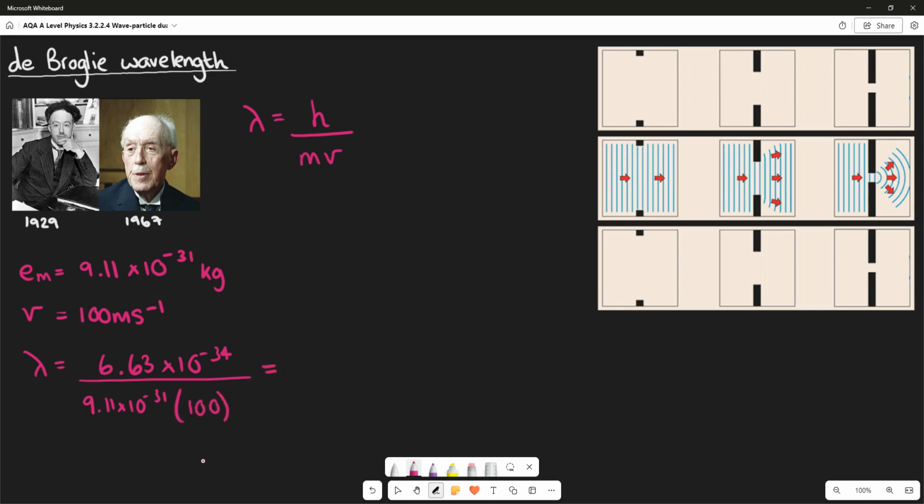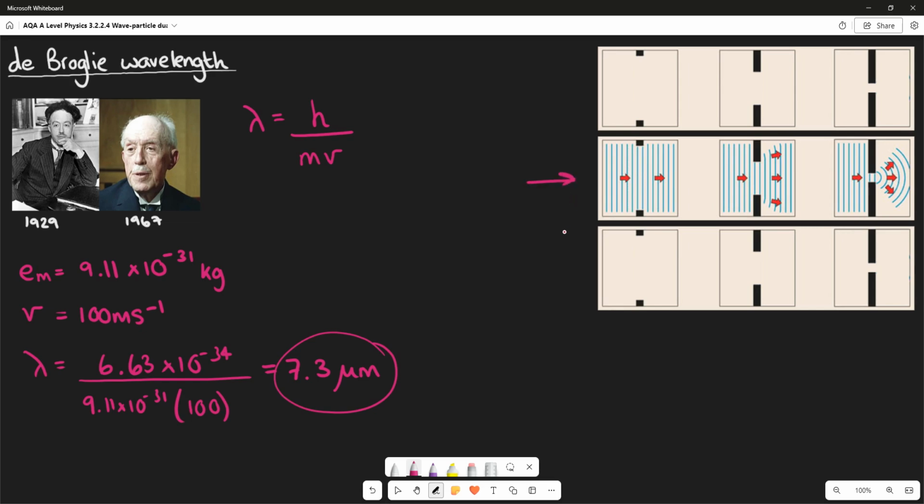So an electron moving at this velocity will have a wavelength of 7.3 micrometers. But the electron is a particle. If you were to pass the electron through a gap that is the same size as its de Broglie wavelength, then the electron would exhibit diffraction.